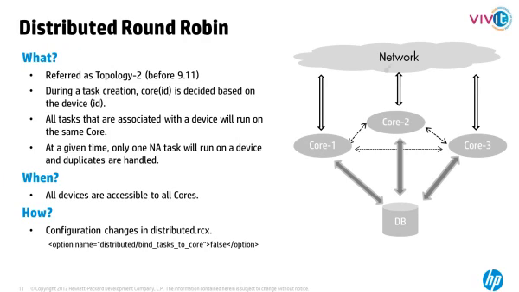Now the second one is called distributed round robin. This is referred to as a topology tool in the current documents, the one before 9.11. So here, during the task creation, a core is decided based on the device. Let's say I create a new task. Based on the device, I decide which core it has to run on. The reason we do this is, let's say you have 2 tasks on the same device. I want to make sure that the 2 tasks are going to the same core, because we don't want to run multiple tasks on the same core.